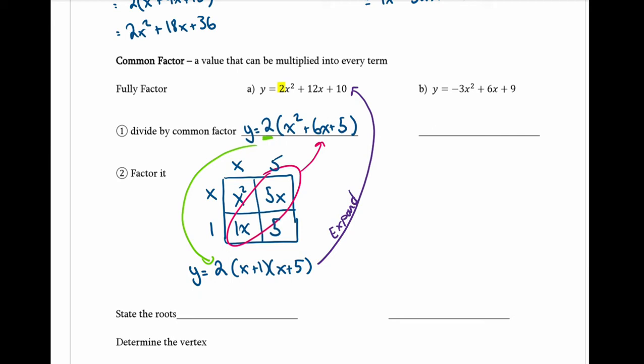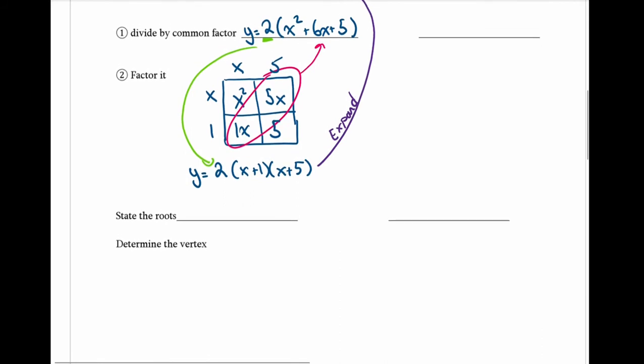Now that I have it in factored form, I should be able to state what my roots, or my x-intercepts, are, which in this case are the opposite of what we see in the bracket. So in this case, my x-intercepts are -1 and -5.